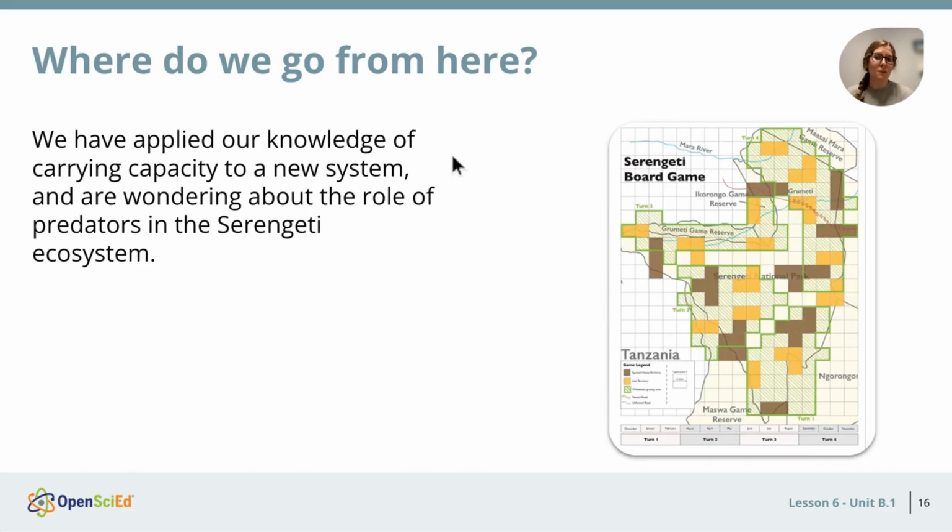So where do we go from here? We've applied our knowledge of carrying capacity to a new system, and we're wondering about the role of predators in the Serengeti ecosystem. I mentioned that in the next lesson, they're going to be learning more about the predators of the Serengeti, and you can see a little snapshot of the game that they'll be playing in that lesson. It's a pretty fun game.